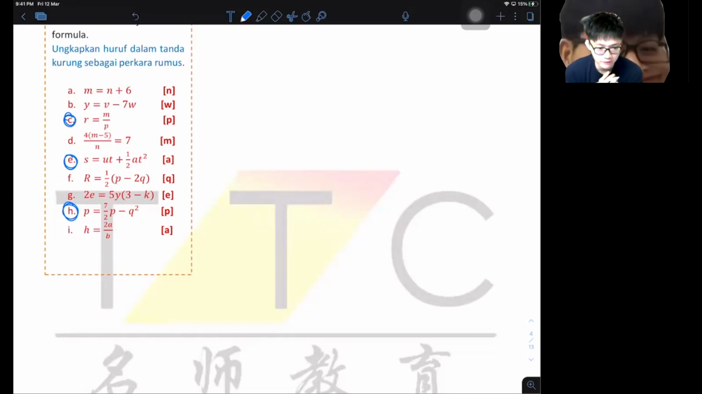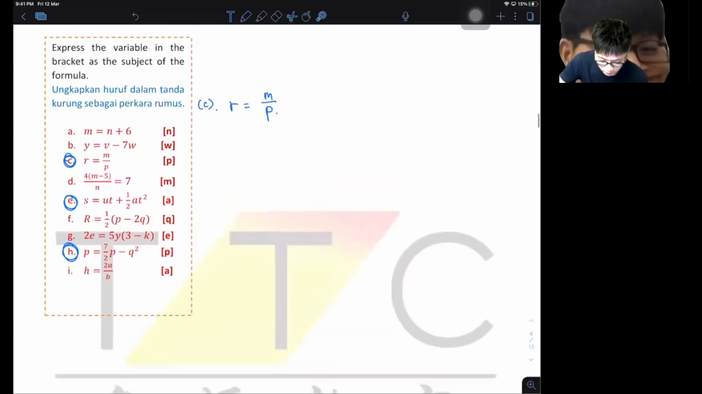And let's try number 3 first, and then the rest later you try yourself. Okay, let's start with C then. R equals M over P, and as you can see from the question, they say express the variable in the bracket as the subject. So express P. Now P is your protagonist, your main character.